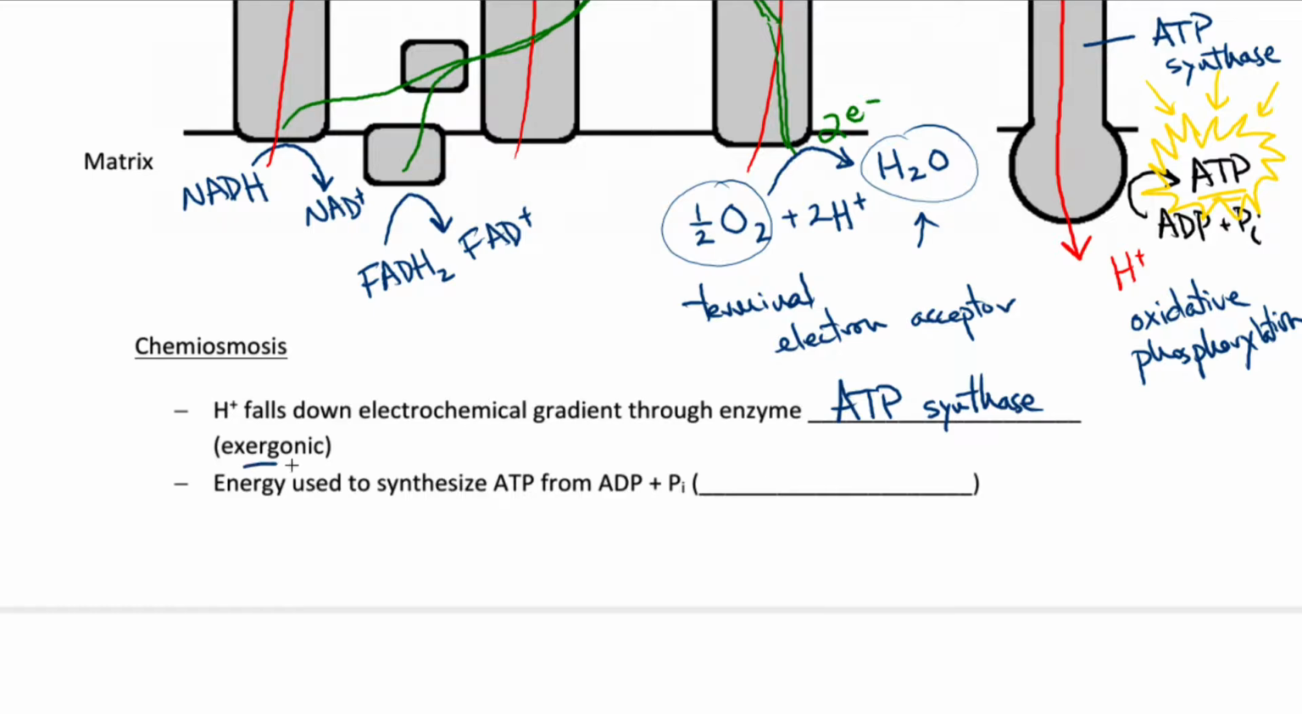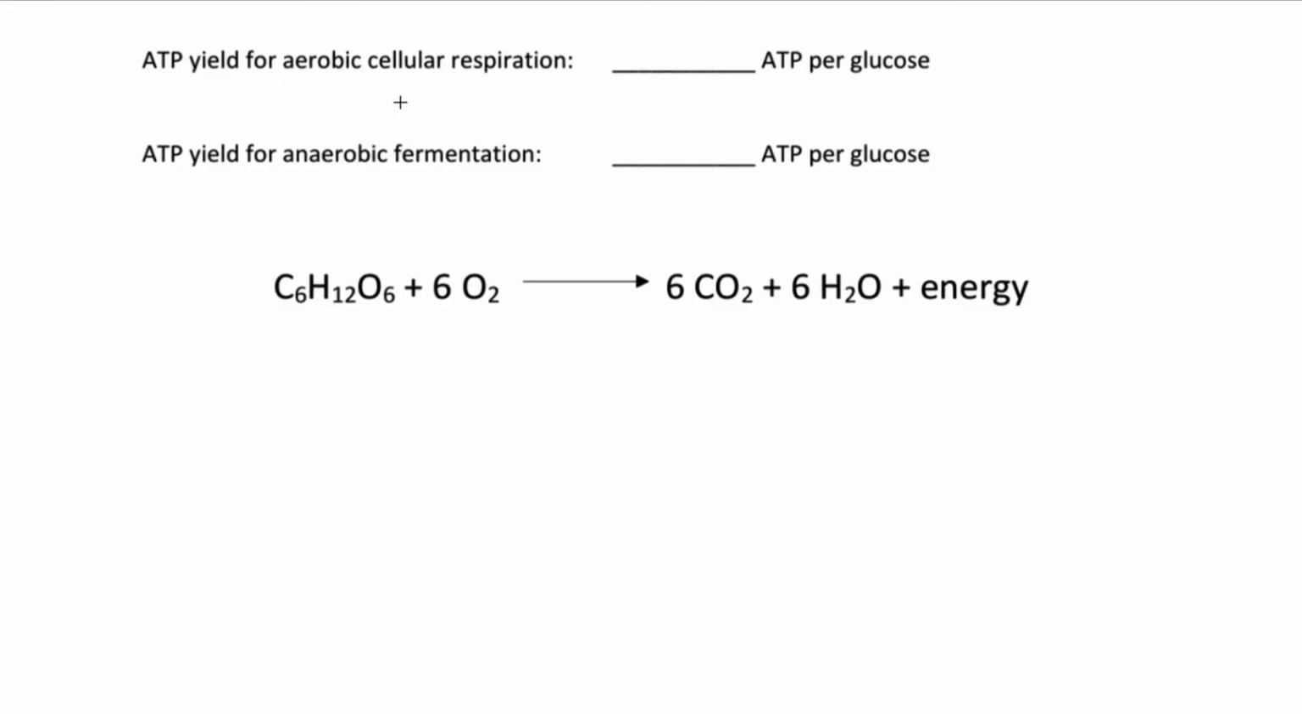And that process is exergonic. It releases energy, and that energy is then used to synthesize ATP from ADP and phosphate, which is an endergonic process, or an energy requiring process. So again, we have energy coupling. So I've said that the majority of the ATP that's made in aerobic cellular respiration is made by oxidative phosphorylation at the electron transport chain. And the overall ATP yield for the full process of aerobic cellular respiration is about 30 ATP per glucose.